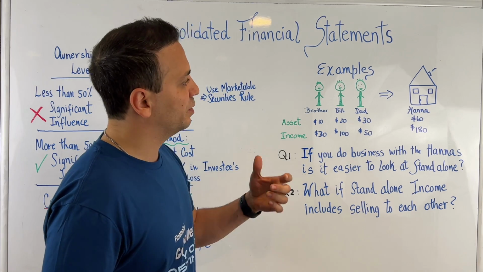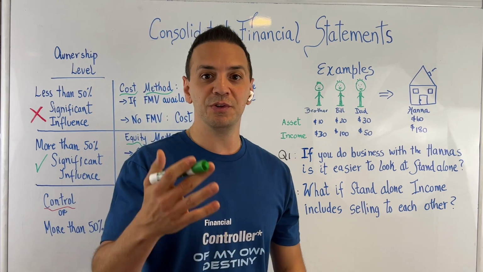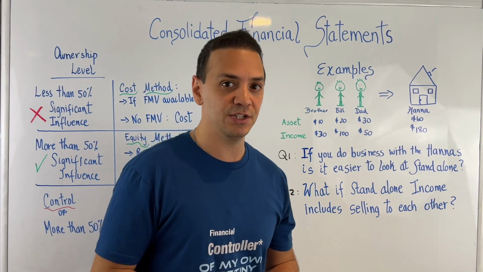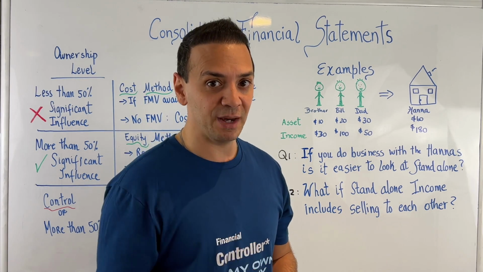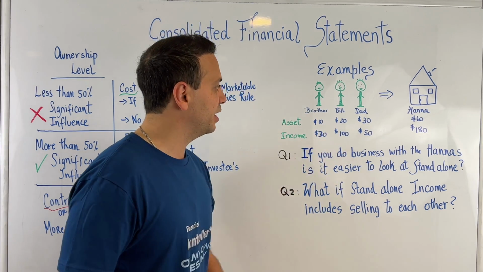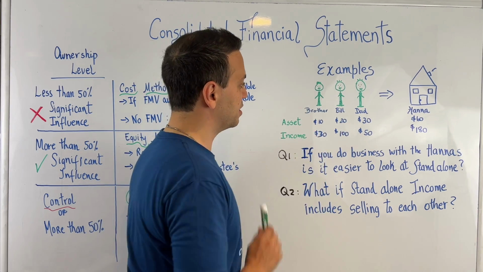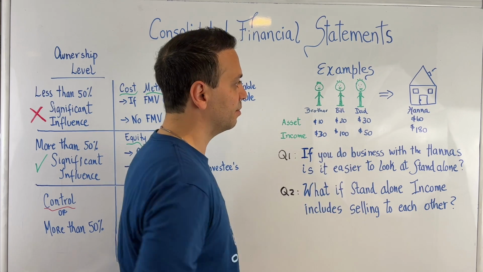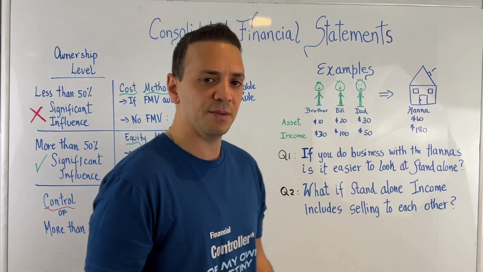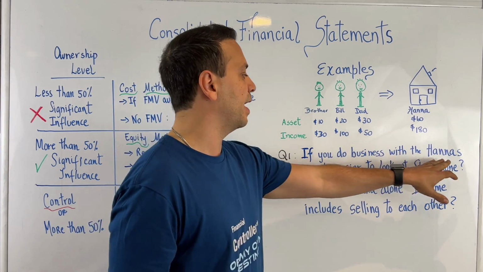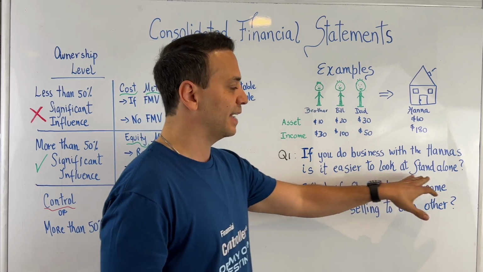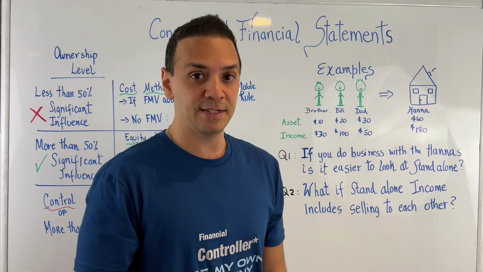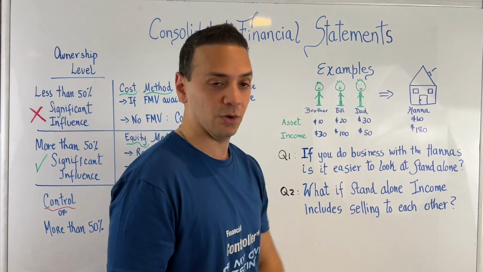So let's assume that you're trying to make a decision whether to invest in my family or not. So my family is a business, and you're trying to make a decision whether you want to invest in the Hanna family, my family, right? So you come in and you look and you find that there is Bill, this is me, my brother, and my dad. We all have our assets and income, right? So the first question that comes up is, if you do business with the Hannas, is it easier to look at standalone financial statements, or is it going to be easier for you to look at a combined set of financial results for the whole household, right?